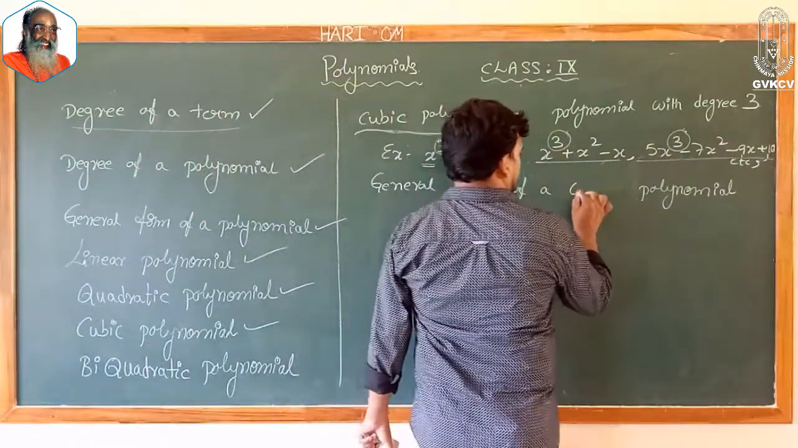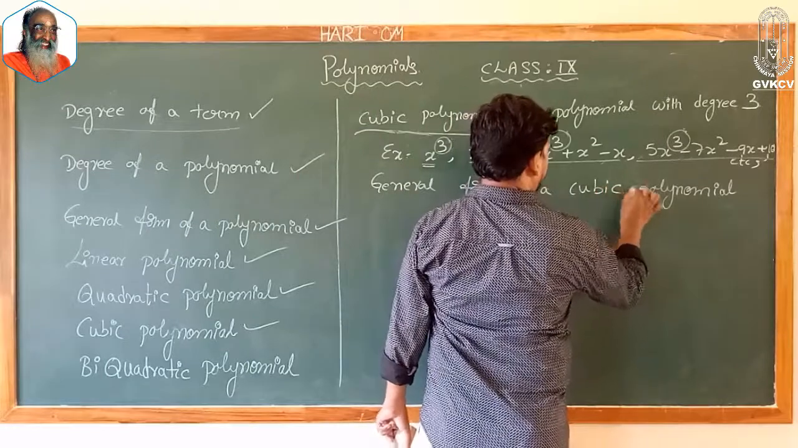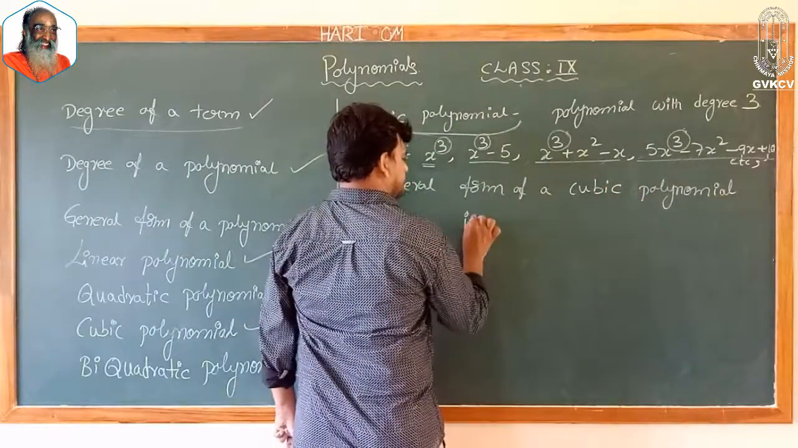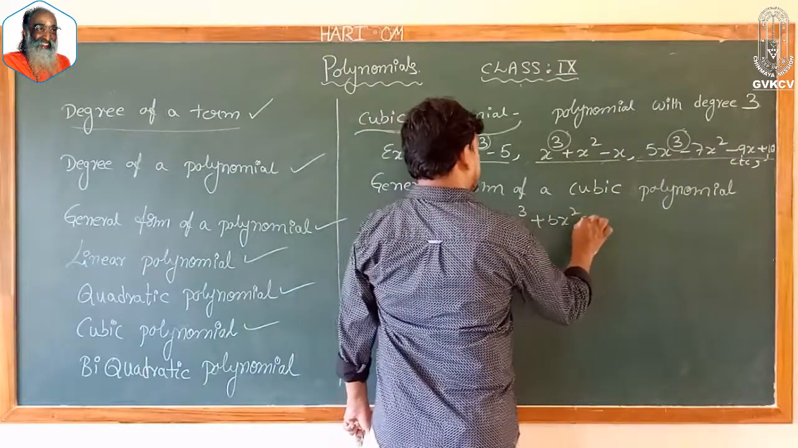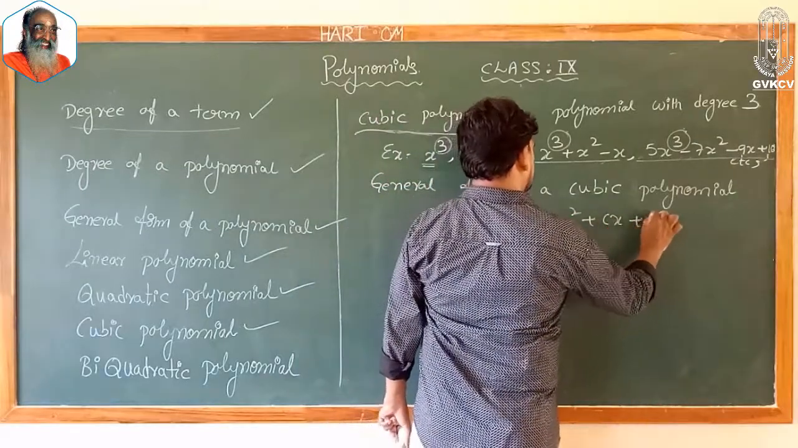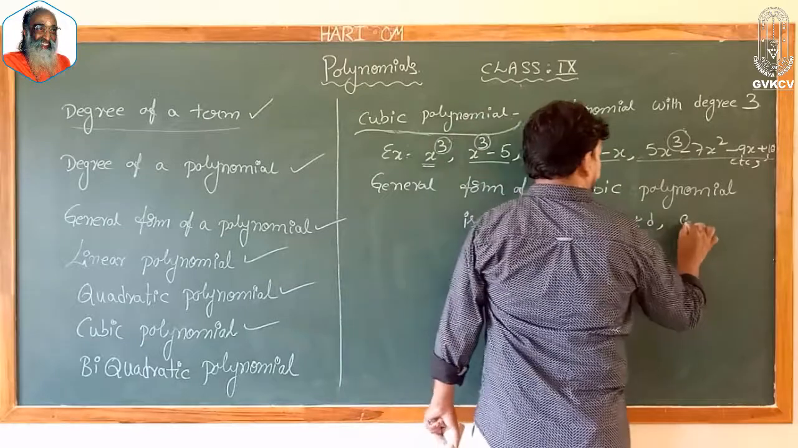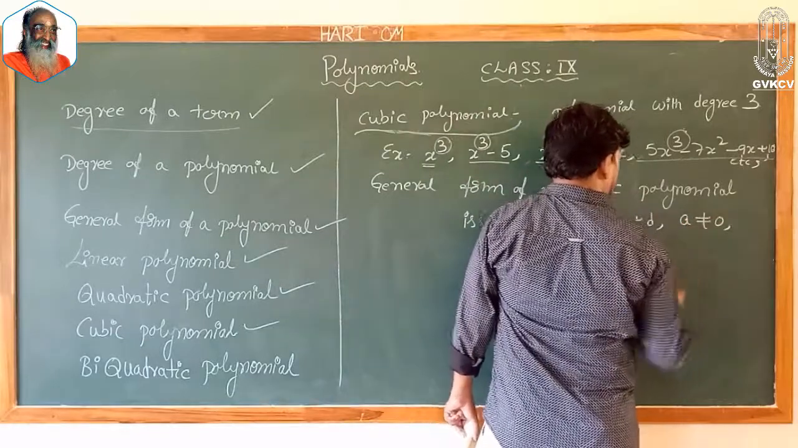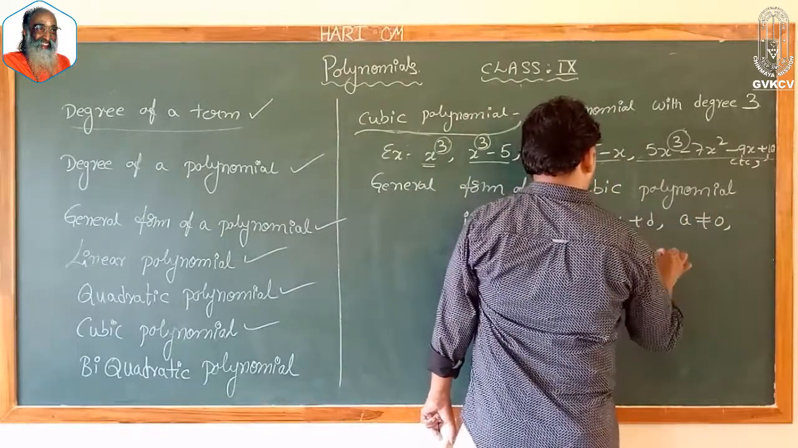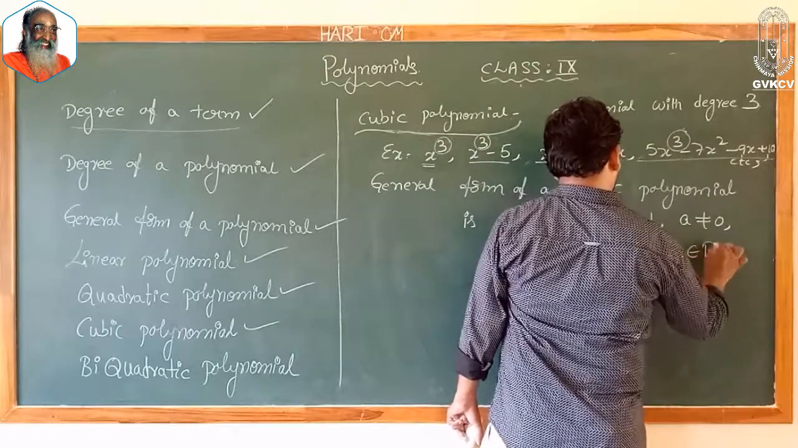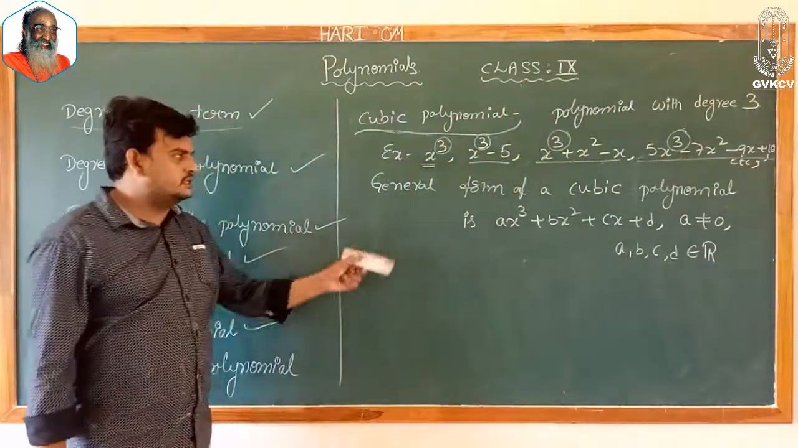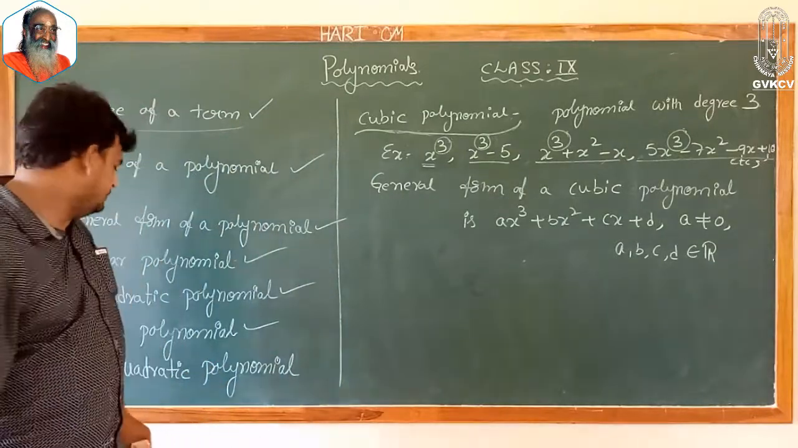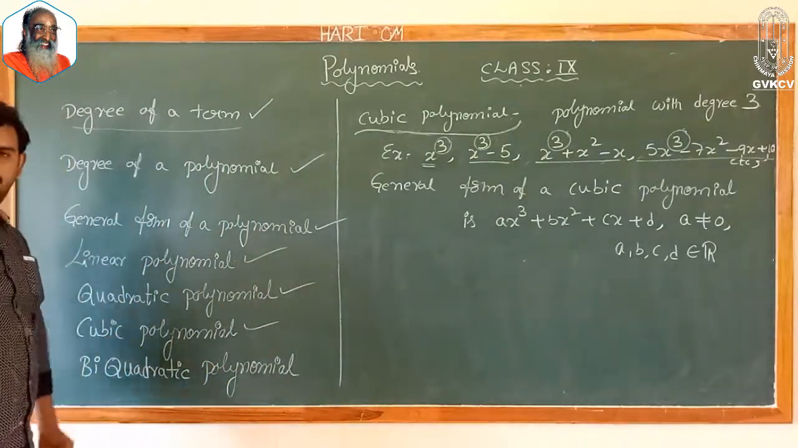Now the general form of a cubic polynomial is ax cube plus bx square plus cx plus d, where a is not equal to 0, and a, b, c, d belong to real numbers. This is the general form of a cubic polynomial.